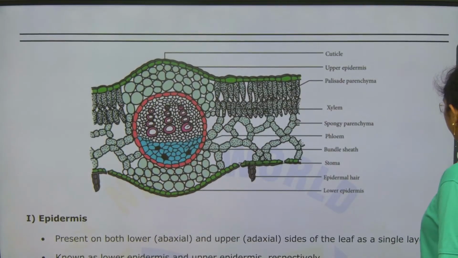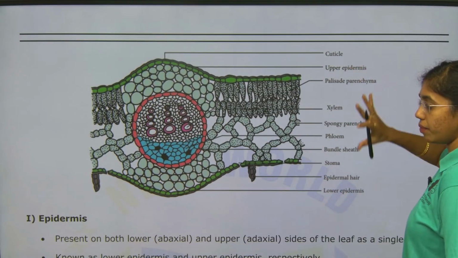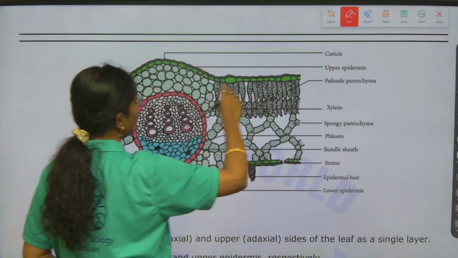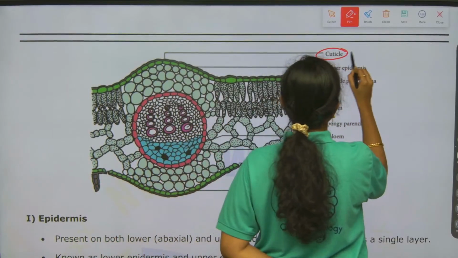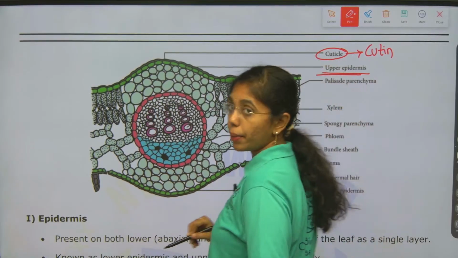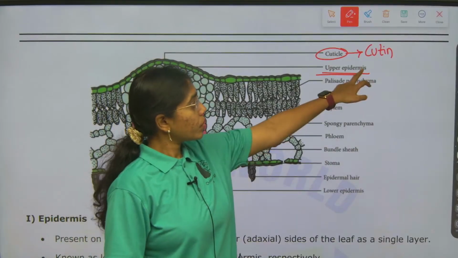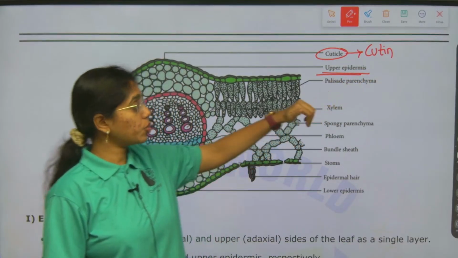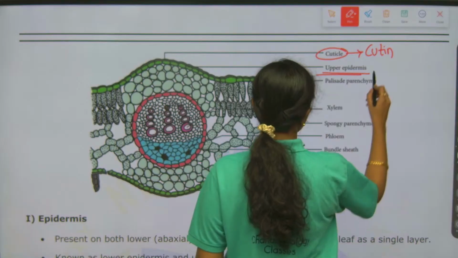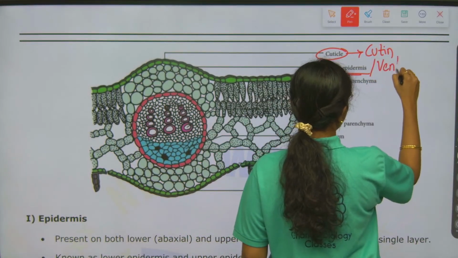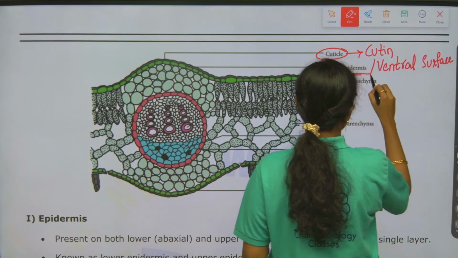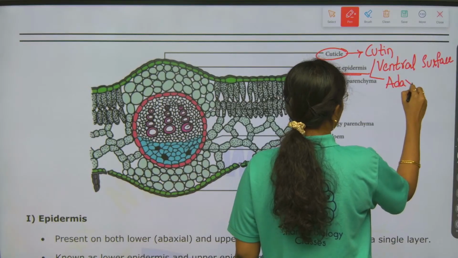First I will describe the complete diagram and then we will go for the theory. Here you see, my epidermis is covered by what? Cuticle layer, a thick cuticle layer, which is composed of cutin. The upper epidermis is also addressed as the ventral epidermis, which is present on the ventral side, or the adaxial epidermis.